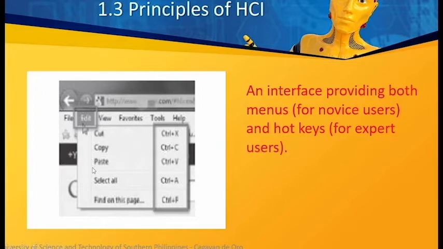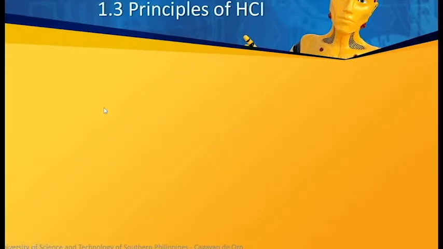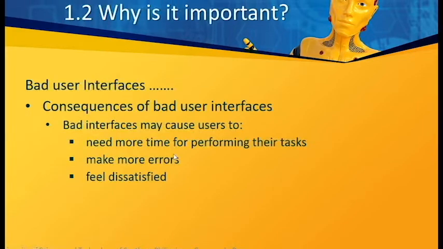We also have here, for example, bad user interfaces. So these figures show the consequences of bad user interfaces. It may cause errors for novice or new users. But if you're an expert already, you already know what to do, so you can proceed right away without going to the menus. So bad user interface would mean there's a lot of time for the user to perform their task, it is more prone to errors, and that will lead to dissatisfaction and a feeling of disappointment.